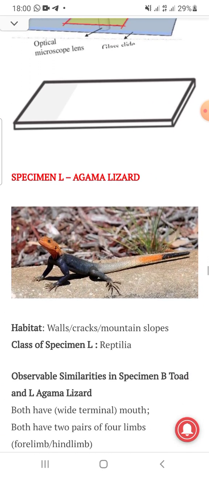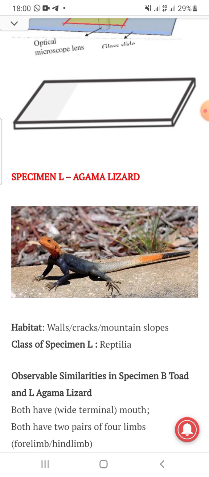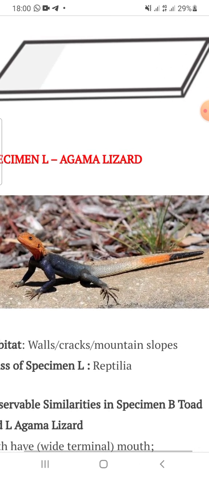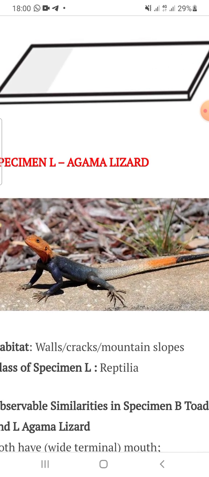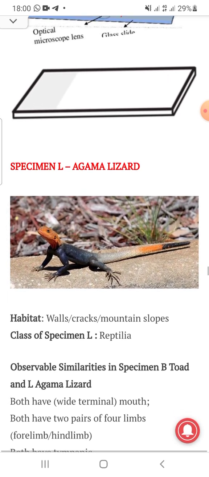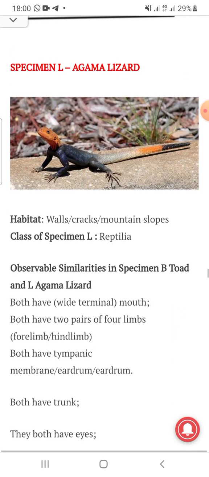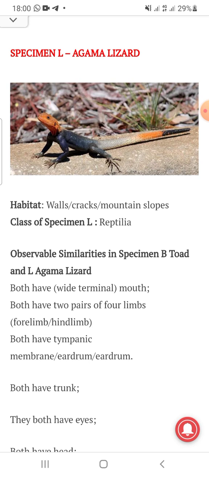Let's go to specimen L, agama lizard. This is a diagram of agama lizard. Habitat, walls, cracks, or mountain slopes. Class of specimen L, reptile or reptilia.